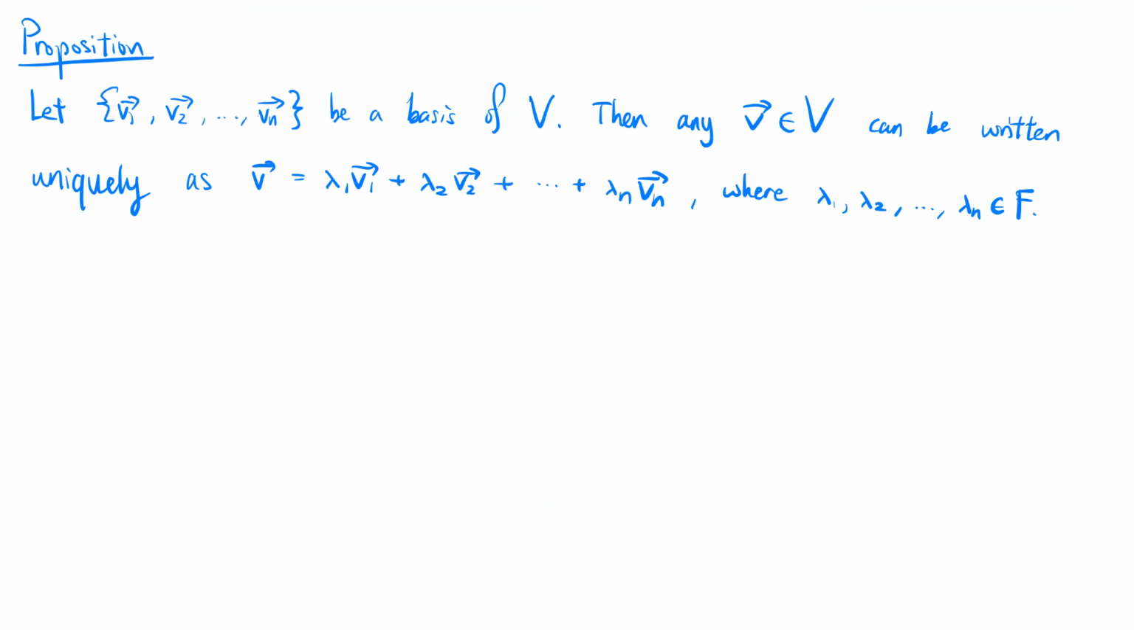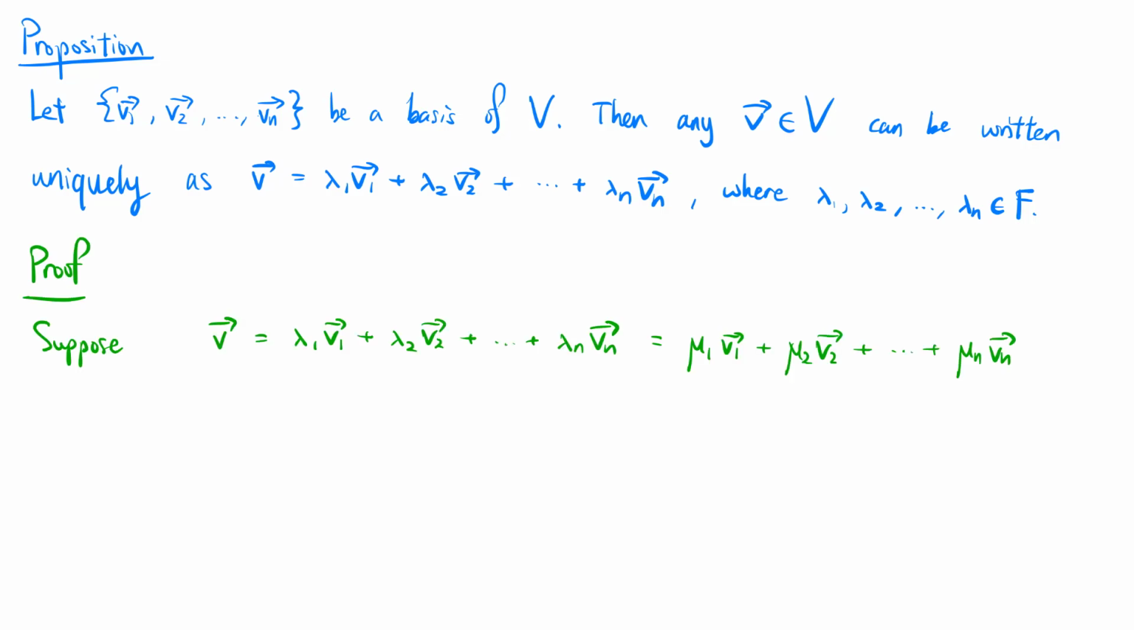Now let's prove a proposition. Let v1, v2 up to vn be a basis of V. Then any vector v in V can be written uniquely as v equals lambda 1 times v1 plus lambda 2 times v2 plus up to lambda n times vn, where lambda 1, lambda 2 up to lambda n are in F.